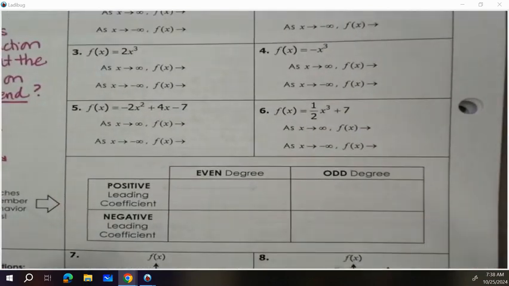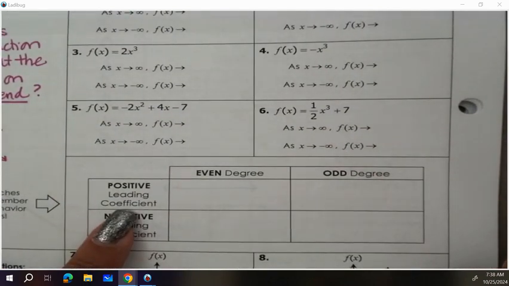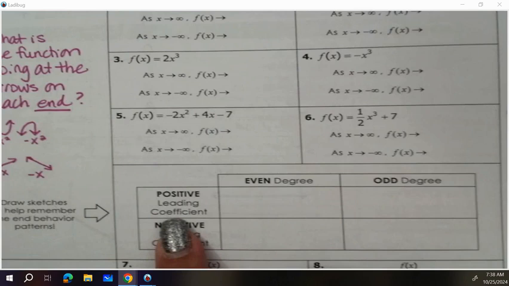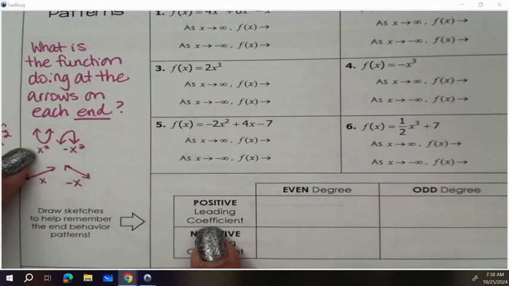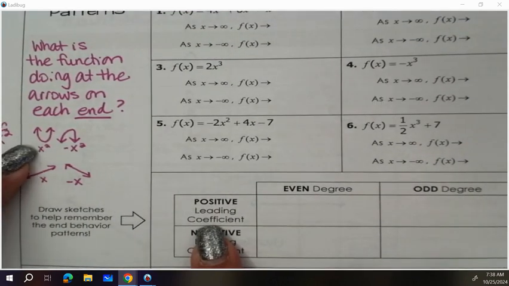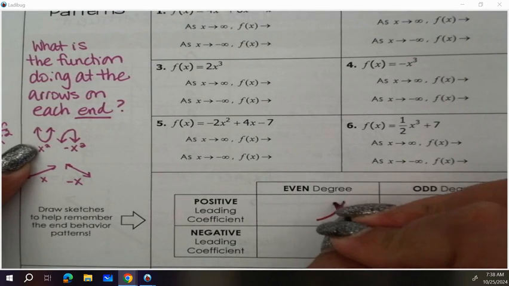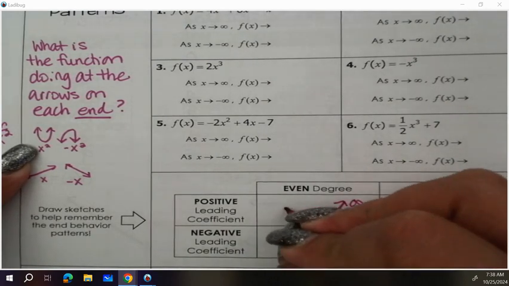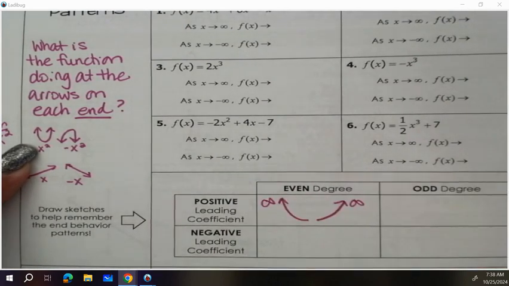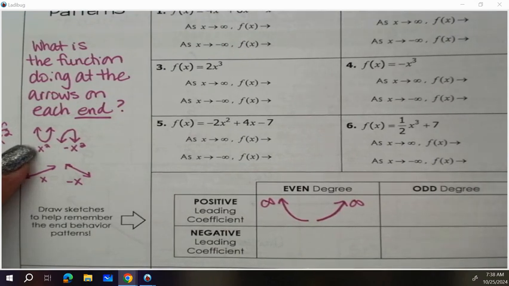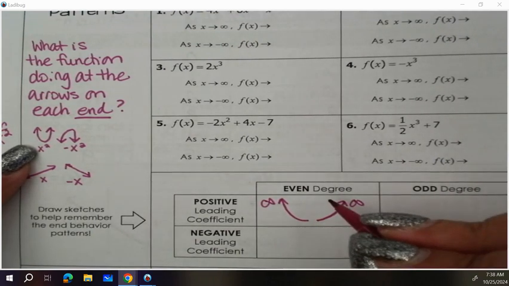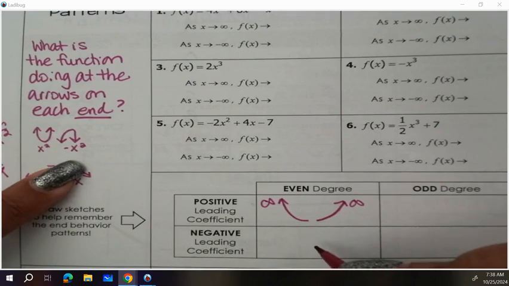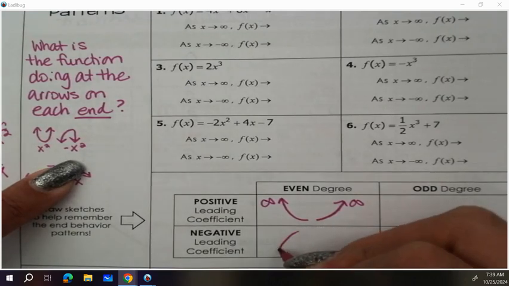So let's fill out this chart. If I have a positive leading coefficient, and I'm even degree, like my parabola right here, positive and even, then it looks like this. It goes up to infinity on both ends. And if I'm an even degree and I'm a negative leading coefficient, then I go down on both ends.